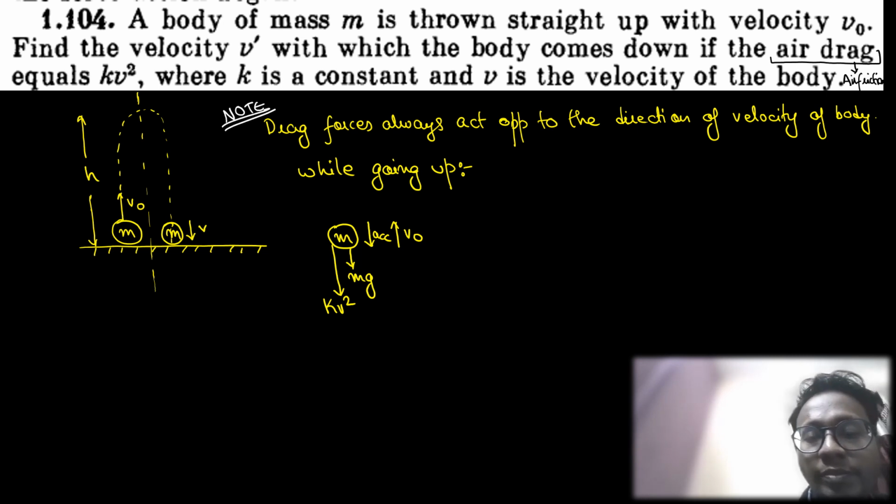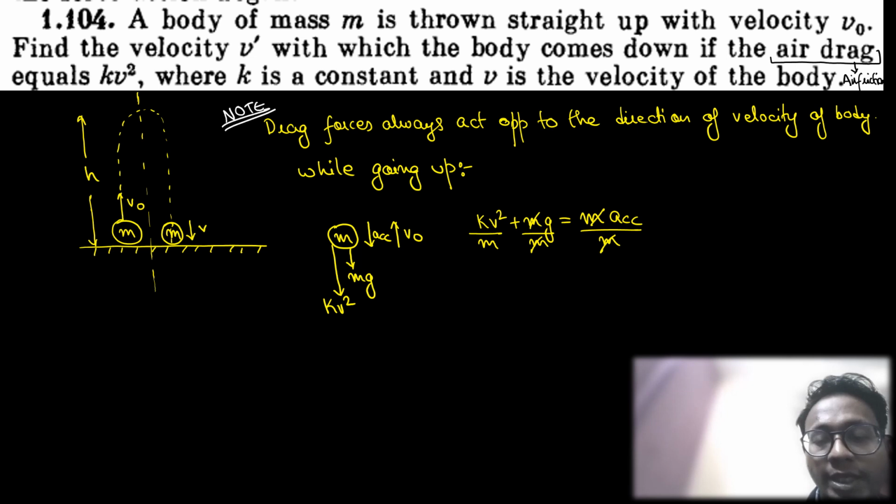Simply write down the equation. kv square plus mg, the total force, is equal to mass into acceleration. Okay, divide the entire thing by mass. So this mass would get cancelled, m and m would get cancelled. So can I erase this one?